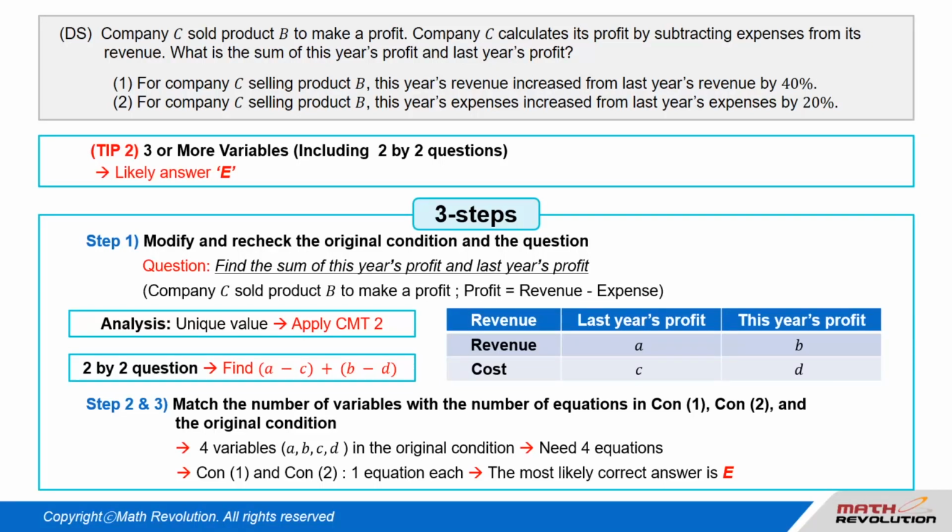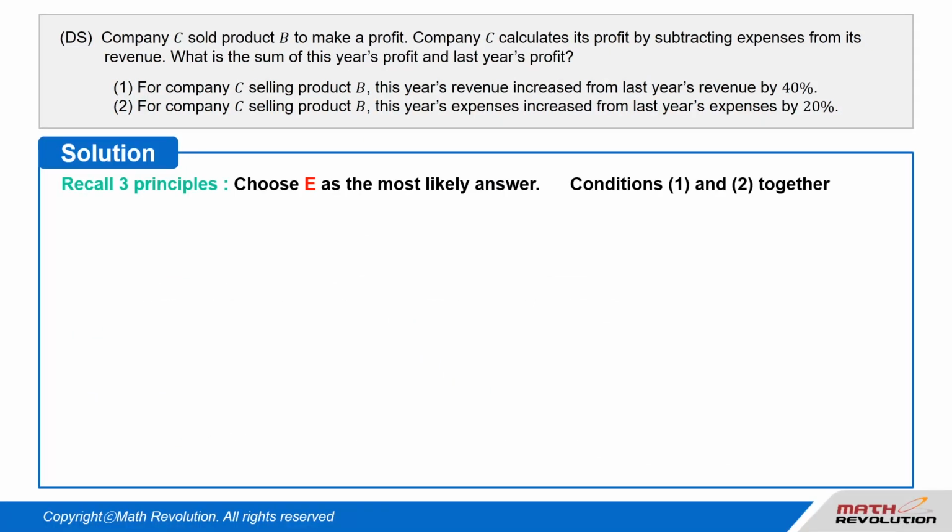Follow the second and third steps. From the original condition, we have 4 variables, A, B, C, and D. To match the number of variables with the number of equations, we need 4 equations. Since conditions 1 and 2 will provide 1 equation each, E would most likely be the answer. Recall 3 principles, choose E as the most likely answer. Let's therefore take a look at both conditions together.